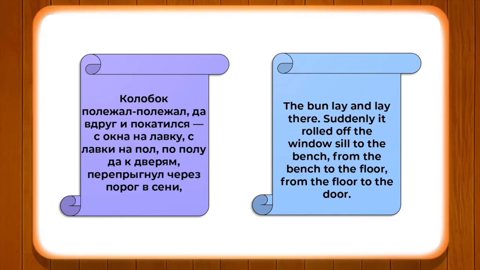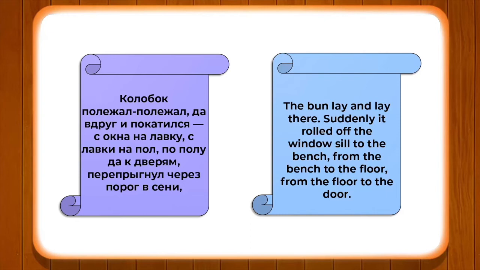That means it started rolling towards where? Let's see. Sakna na lavko. So from the window sill to the bench. Lavki na pole. So from the bench it rolled to the floor, and from the floor to the door. That means palu da kadviriam. So sa and na is a construction, sa means from, and na means to. So sa is from what and to what. So that means it rolled off the window sill to the bench, from the bench to the floor, and floor to the door.